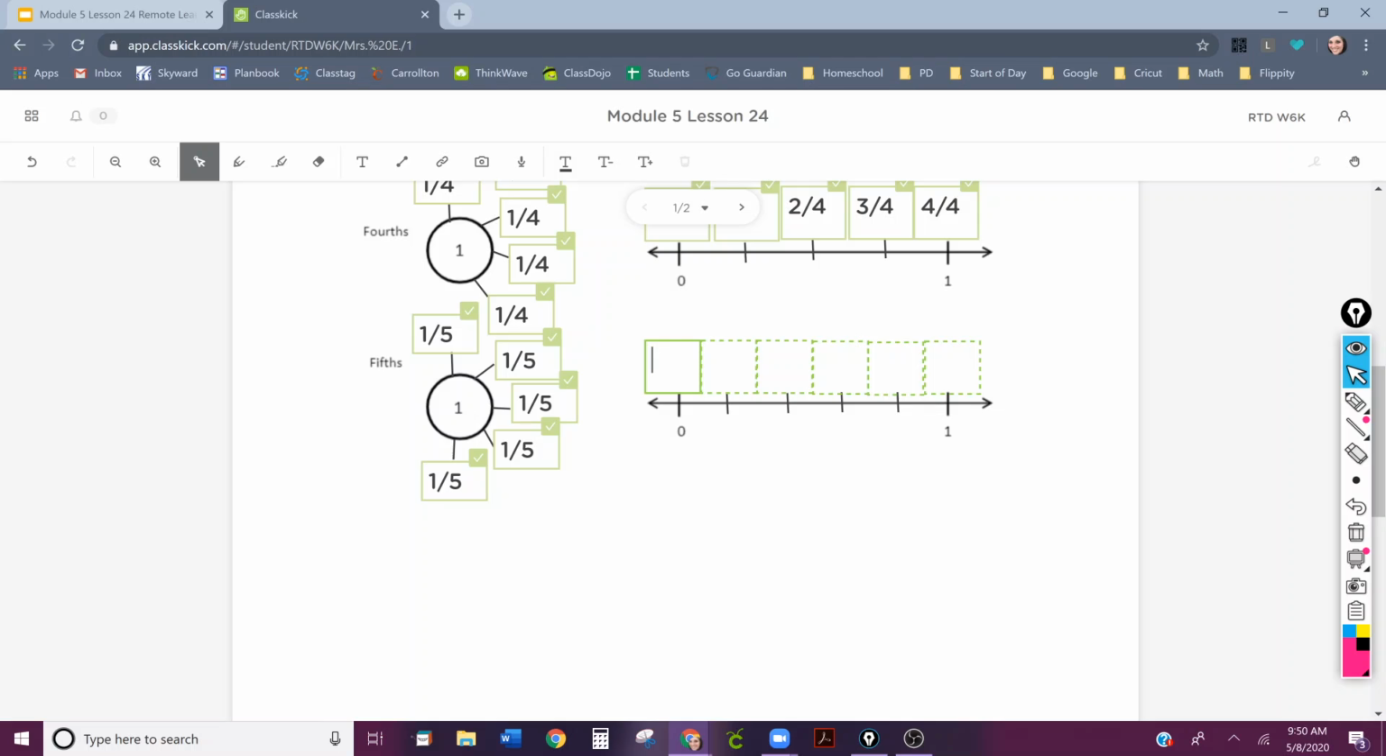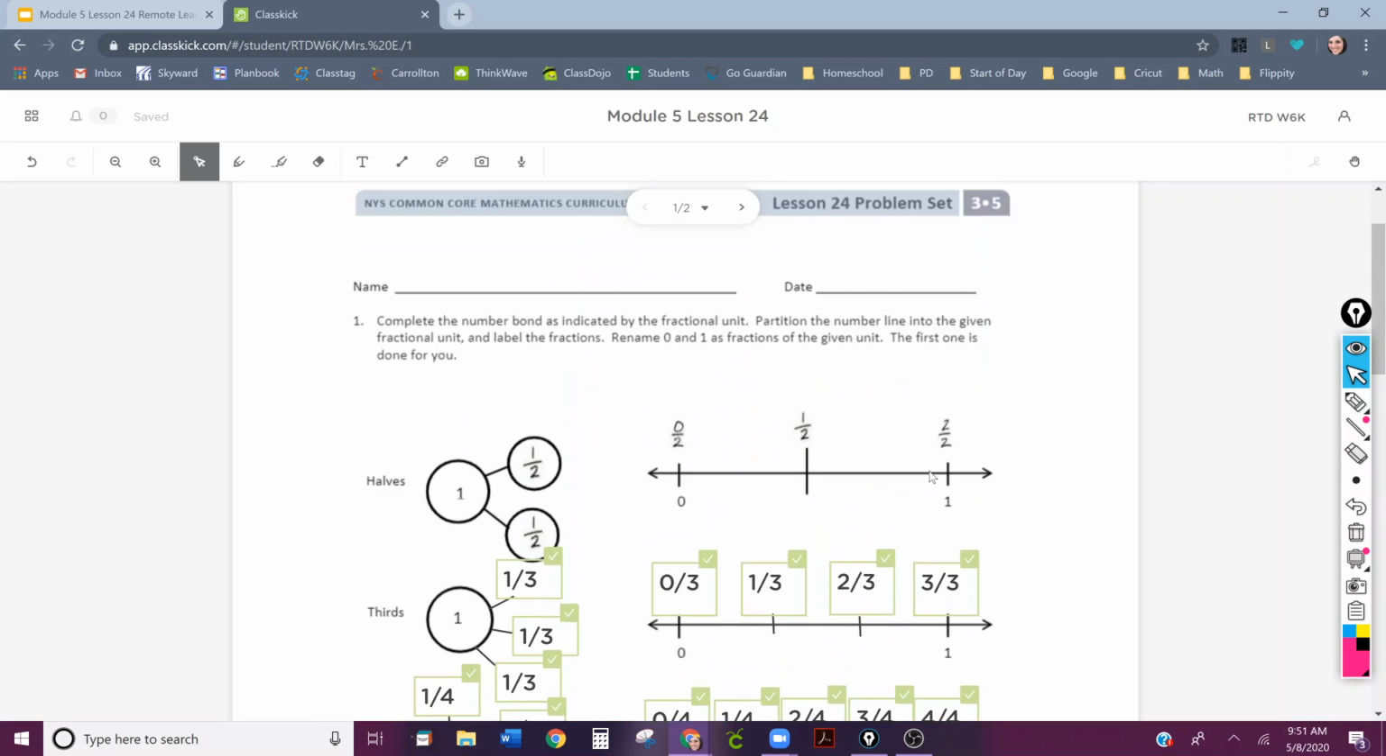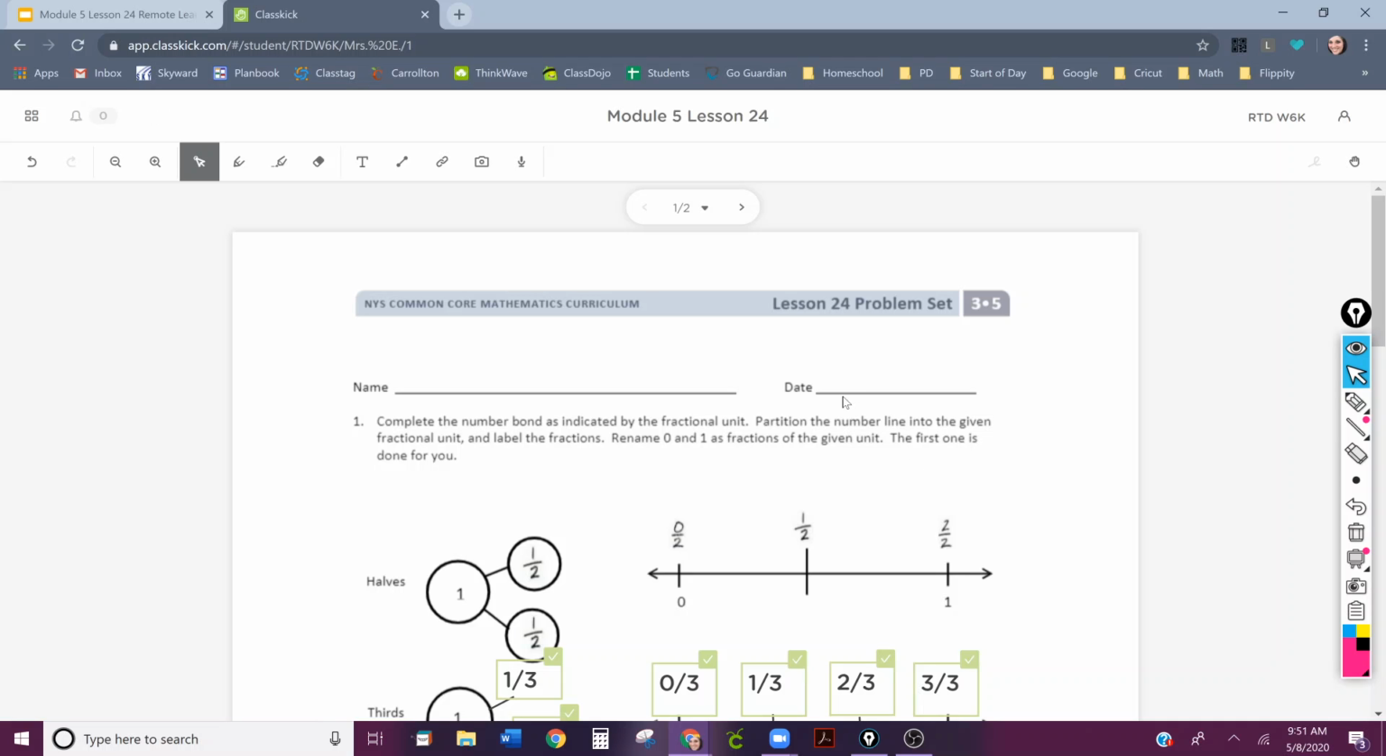Over here on the number line, I start with 0 out of 5 and count up. 1/5, 2/5, 3/5, 4/5, 5/5. And that is it for the problem set. Like I said, if you need to go over that again, you can always pause or rewind.